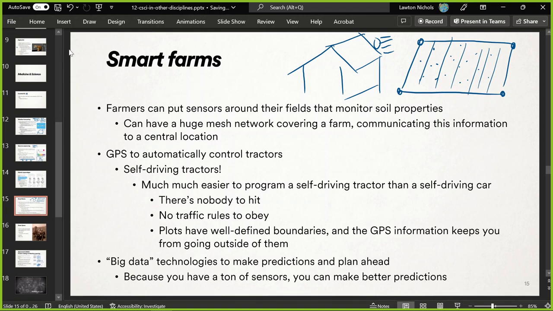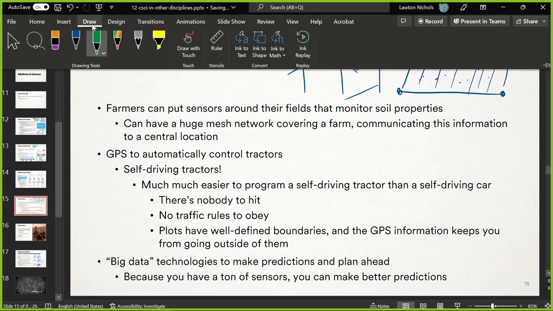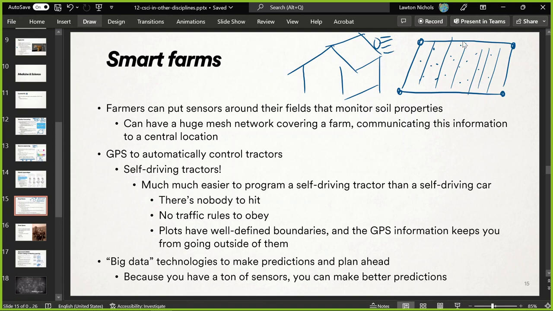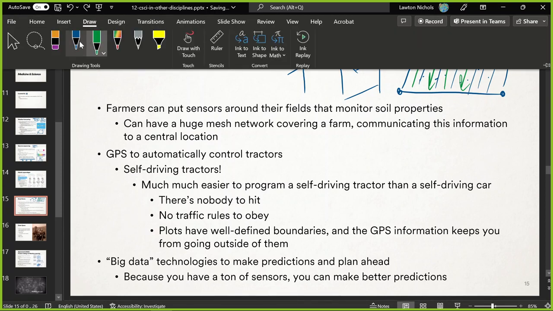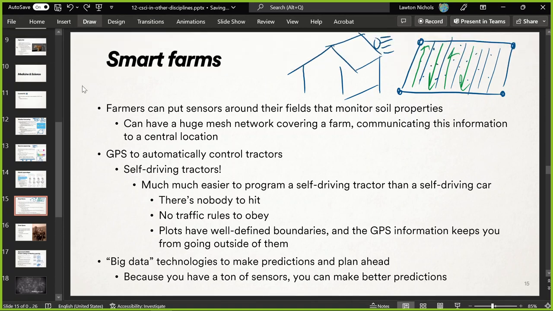Just turn around. And so, yeah, you can hook a GPS sensor to your tractor and have it stay within the bounds of your field, and it can plow it for you, right? And you're not going to get sued because there's nobody to hit, right? It'll just go that way, go that way, go this way, go that way, and it'll figure it out. There's no traffic rules it has to obey, and it has those well-defined boundaries. And assuming nothing happens to GPS satellites, it's all going to work out just fine. So that's a very, very useful thing for farmers these days, just have a self-driving tractor. You can have your field plowed while you sleep.